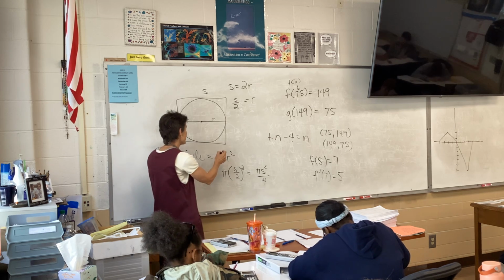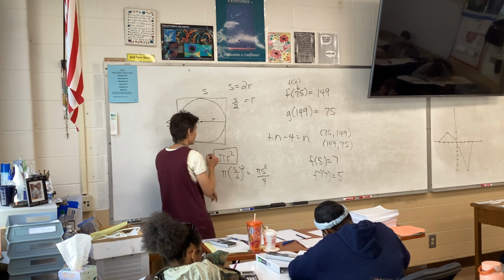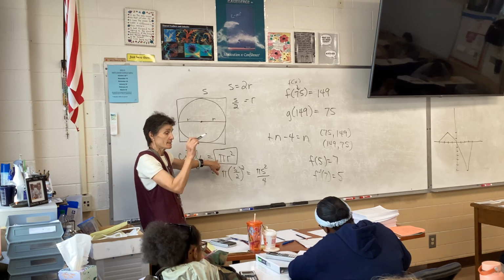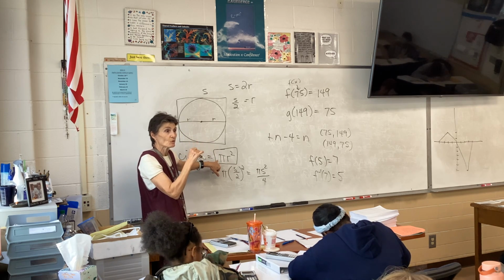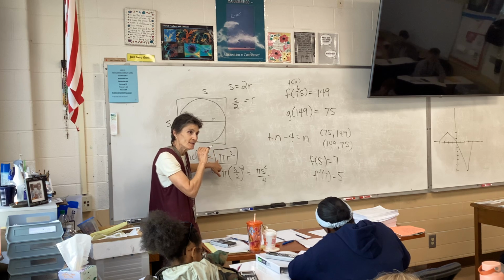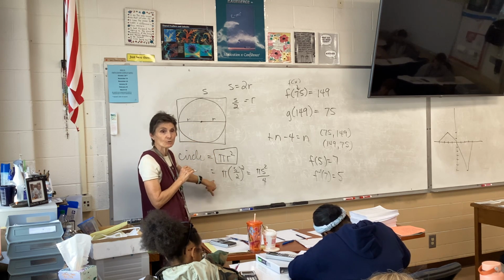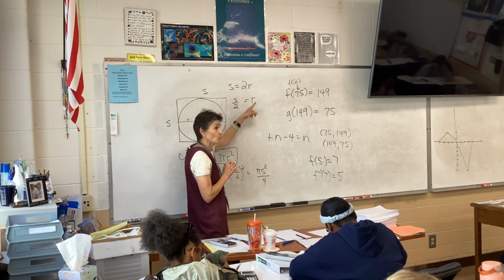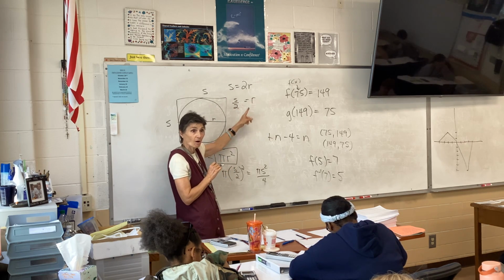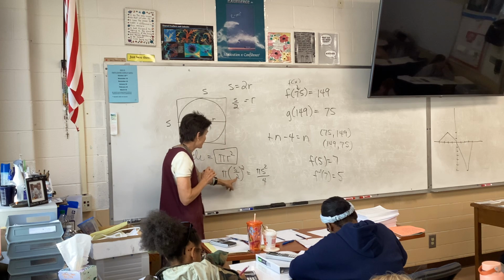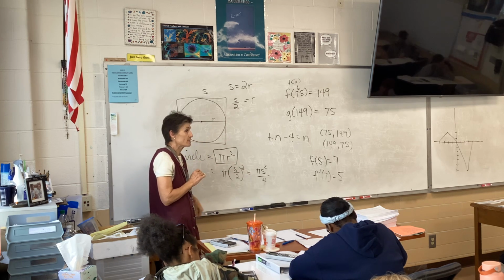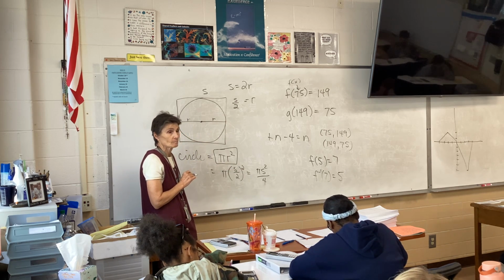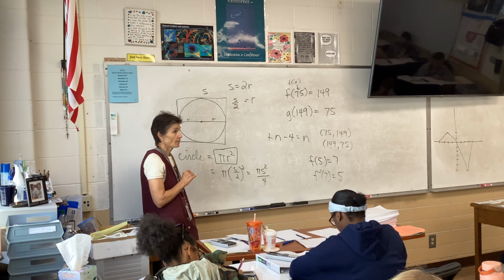There was nothing wrong with this formula right here, except it was in terms of R. And the question said, do it in terms of S. So we had to figure out what the relationship was between S and R, and then we could substitute that in, and now it's in terms of S. All right?